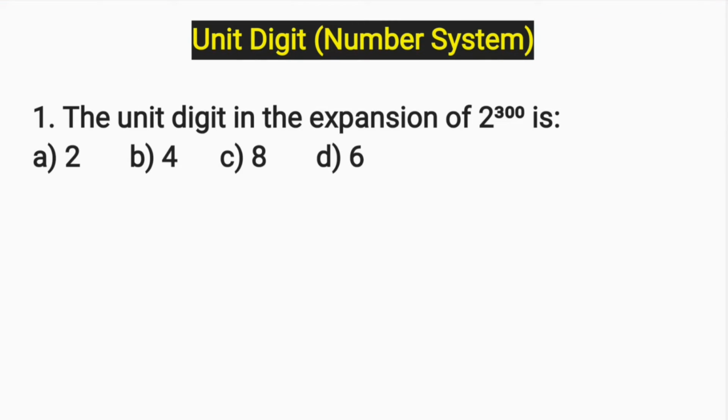So the question is: the unit digit in the expansion of this. What is this? Basically, in the expansion of this means if you expand this, it is 2 raised to the power 300. If you expand this means 2 into 2 into 2, 2 into 2 up to 300 times. So when after multiplying all these numbers, what do you get at the unit place, the last place? Okay, so how is it done? I hope you have understood the question.